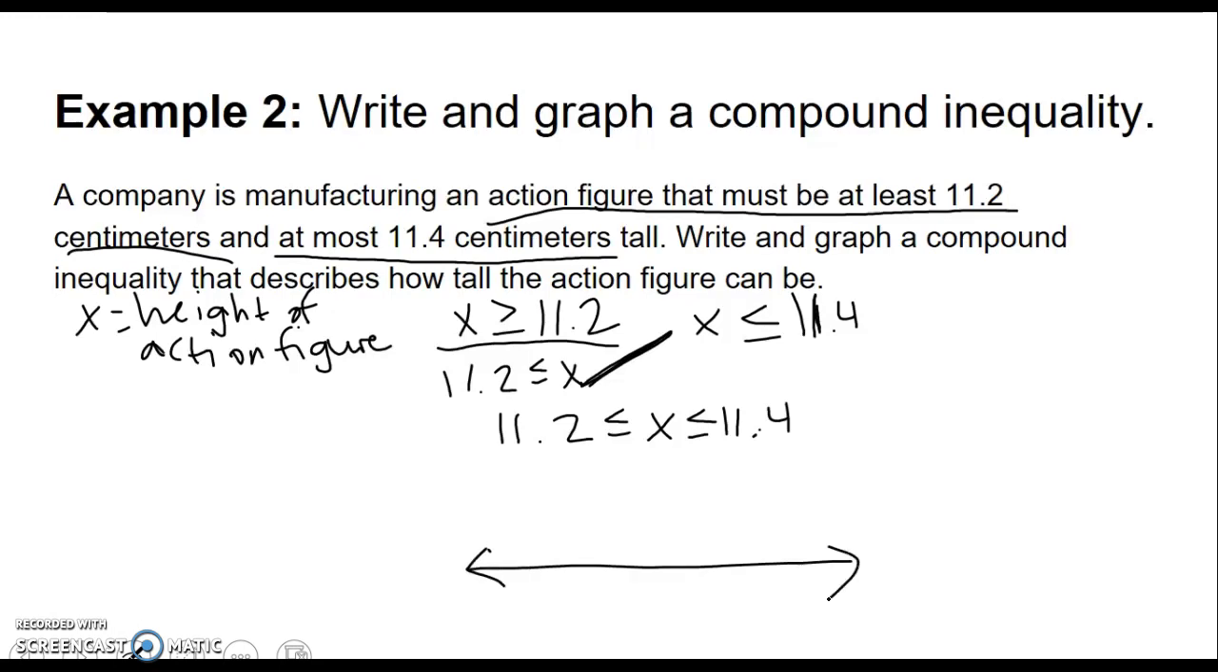When I graph this, I put 11.3 in the middle, 11.2, and 11.4. For 11.2, I have a greater than or equal to sign on the original inequality, so I'm going to put a closed dot there. On 11.4, I have a less than or equal to sign. Again, this is an and inequality because it's between the two numbers. My line can just point between those two dots.